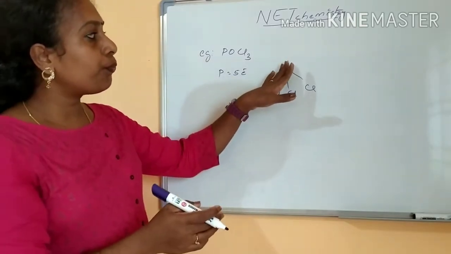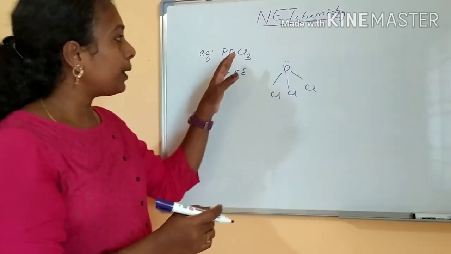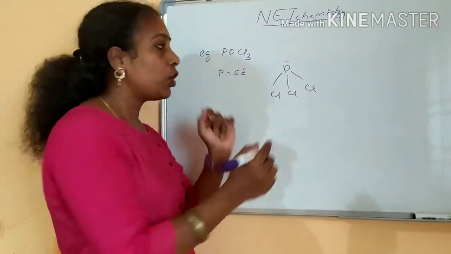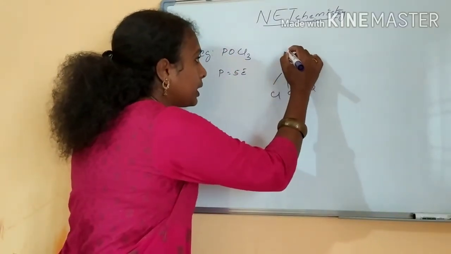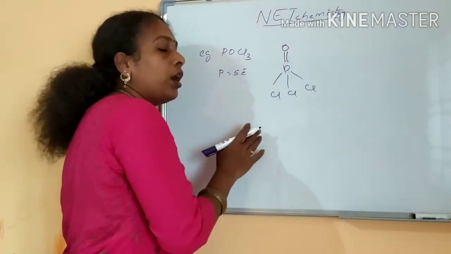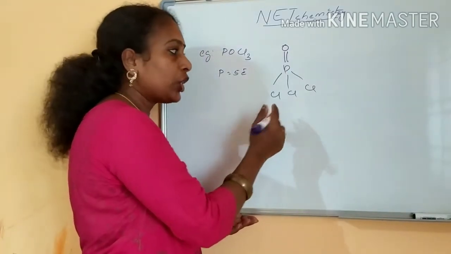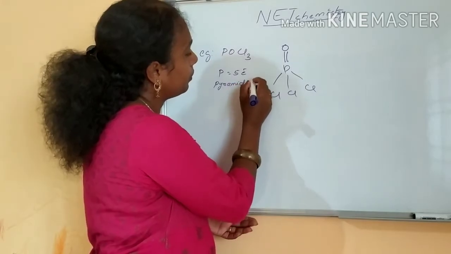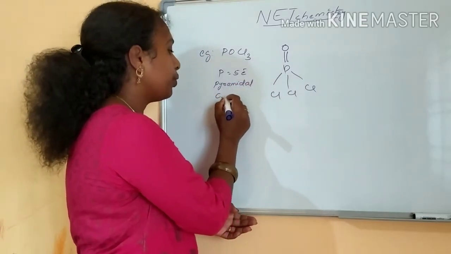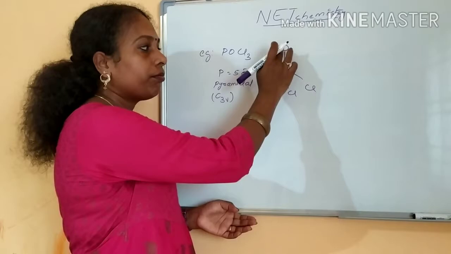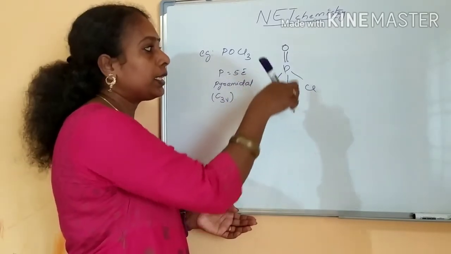Here instead of 1 lone pair, it is bonded to an oxygen atom. It is double bonded to oxygen, but the same category only it will be belonging to. It is a pyramidal shape molecule and belongs to the point group C3V. Okay. This molecule also, POCl3.